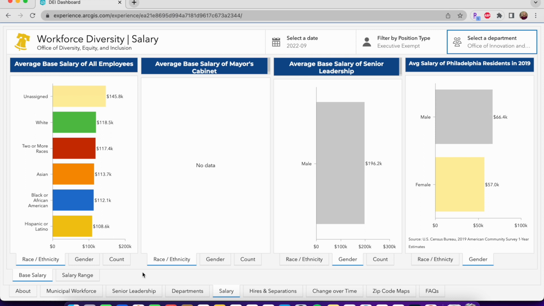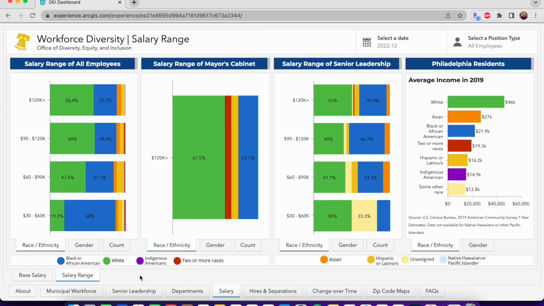Now the salary tab has another secondary tab. So we've been looking at base salary, but now we might want to look at salary range, where the data is split up similarly with all employees, mayor's cabinet, senior leadership, and then the Philadelphia resident information again.